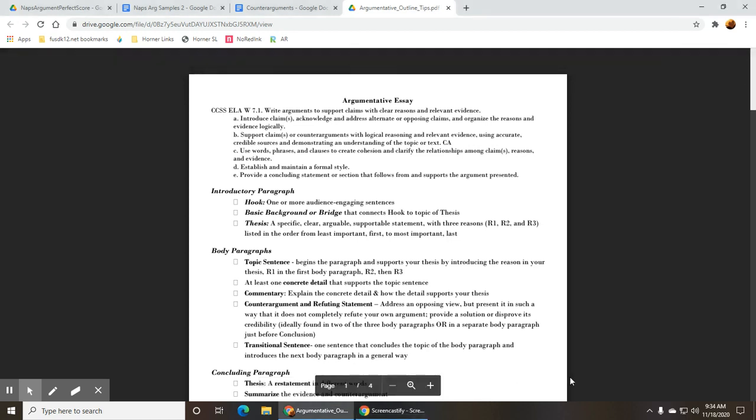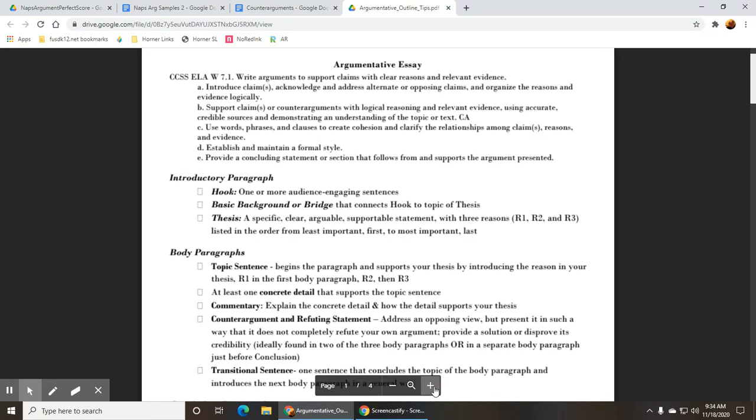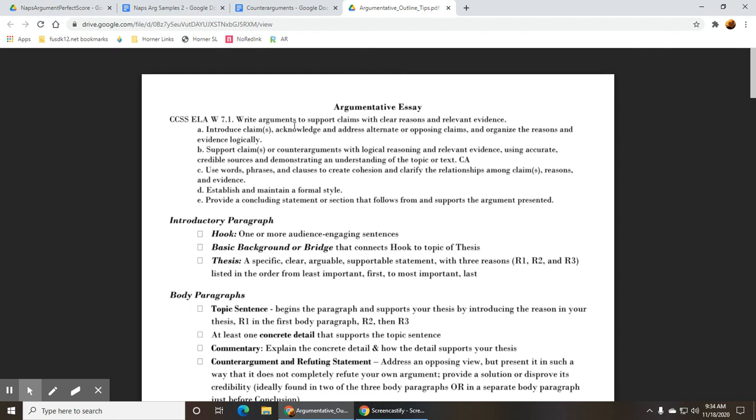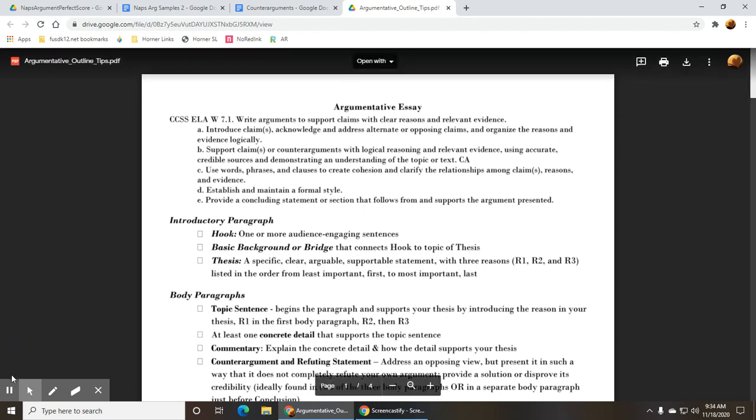Let's talk a little bit about argumentative essay writing today. At the top of your screen right now, you can see the Common Core standards for writing essays, and we'll talk a little bit about each part of this. The important thing here is that you're able to support your claims with clear reasons and relevant evidence. The whole point of an argumentative essay is to have a written out, well-reasoned argument.